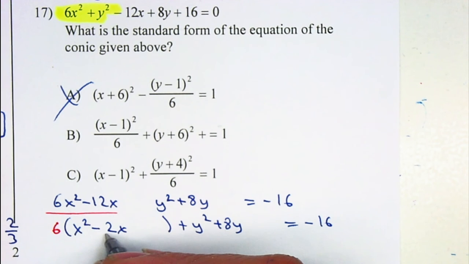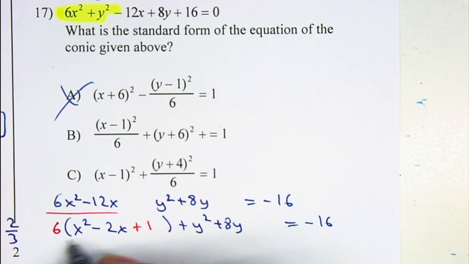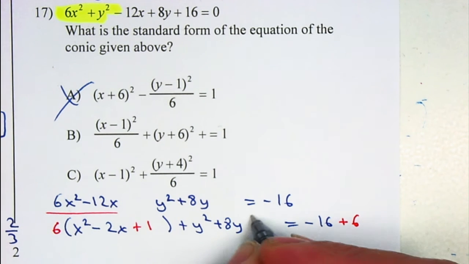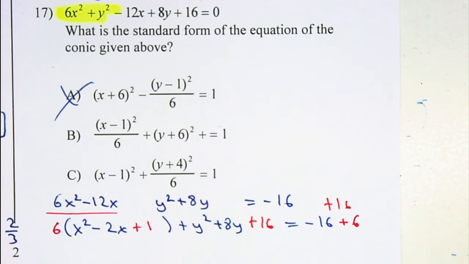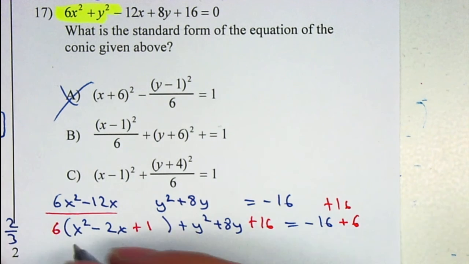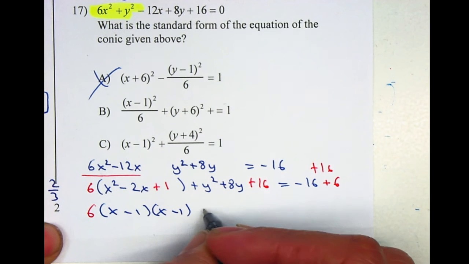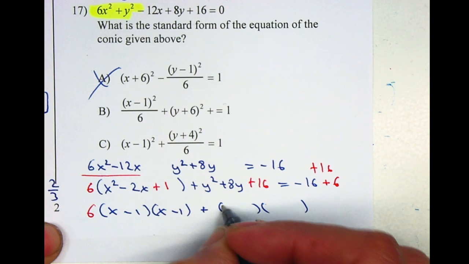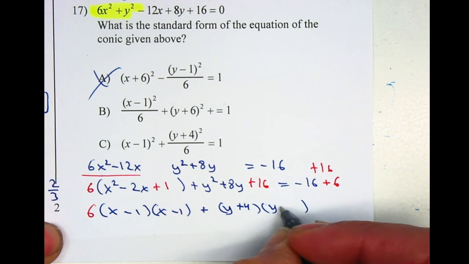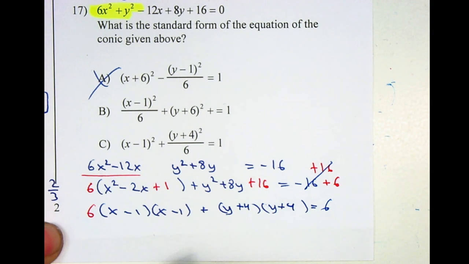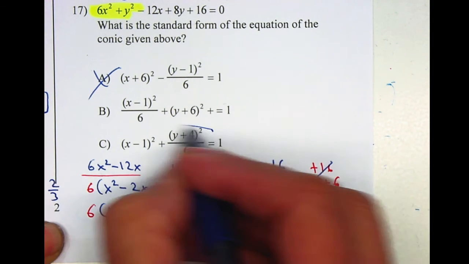Half of negative 2 is negative 1, squared is positive 1. 6 times 1 is positive 6. Half of 8 is 4, squared is positive 16. And from here I'm going to factor it. So I have a 6 on the outside. Then I have x and x, negative 1, negative 1. On the second one will be y and y, positive 4 and positive 4. That cancels, so equal to 6. Now notice that y plus 4, so your answer is letter C.